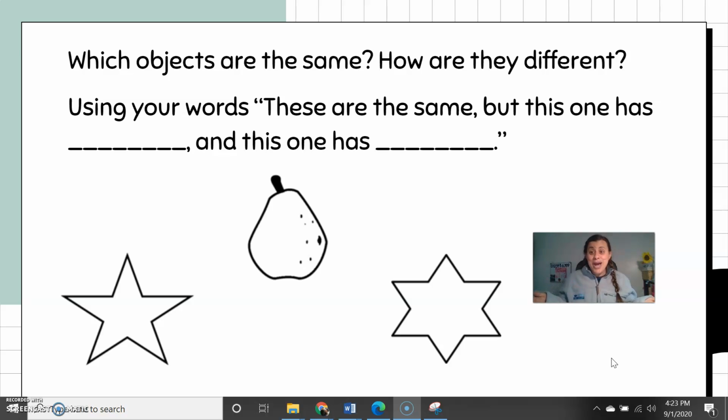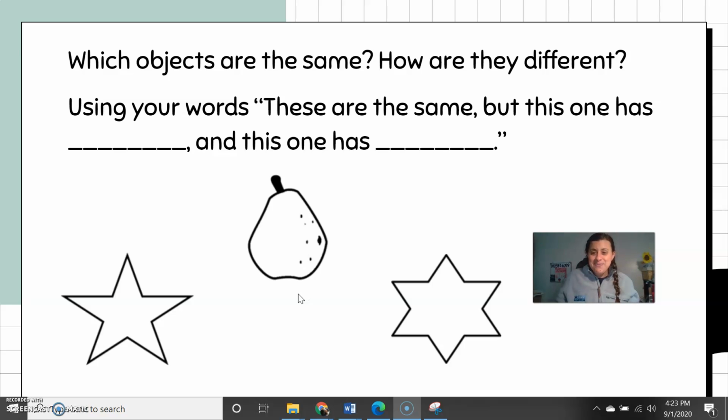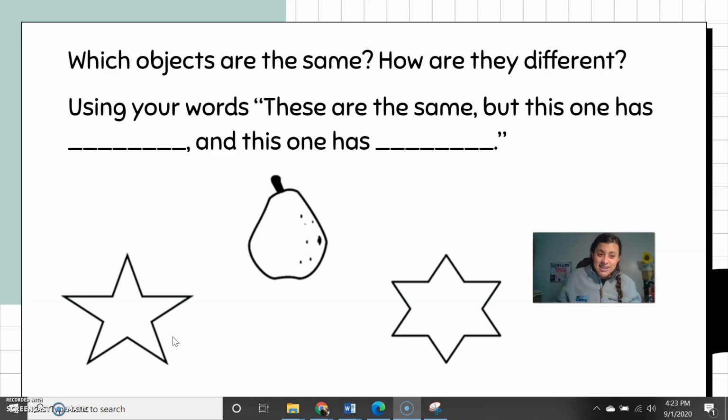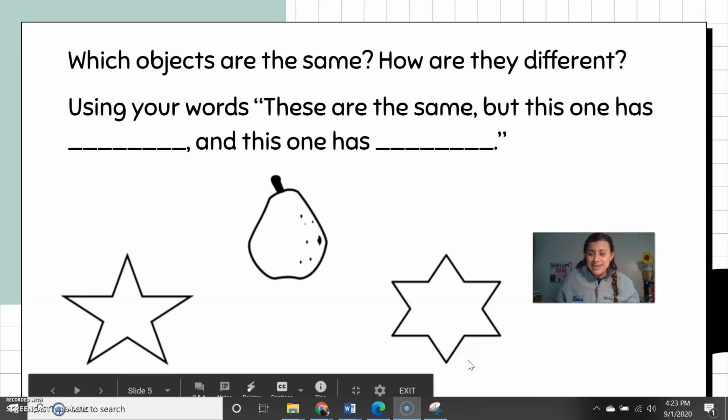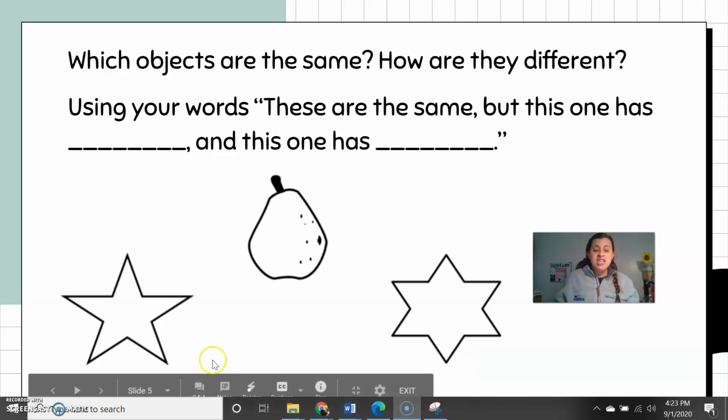Well, amongst these three objects, we know these are both stars, so I'm sorry, Mr. Pear, but you don't belong today. Maybe next time. We know that these stars are the same, but this one has five points and this one has six points. This was a tricky one, but I know you guys rocked it and you did a great job describing that these two stars are the same, but they have different points. All right.